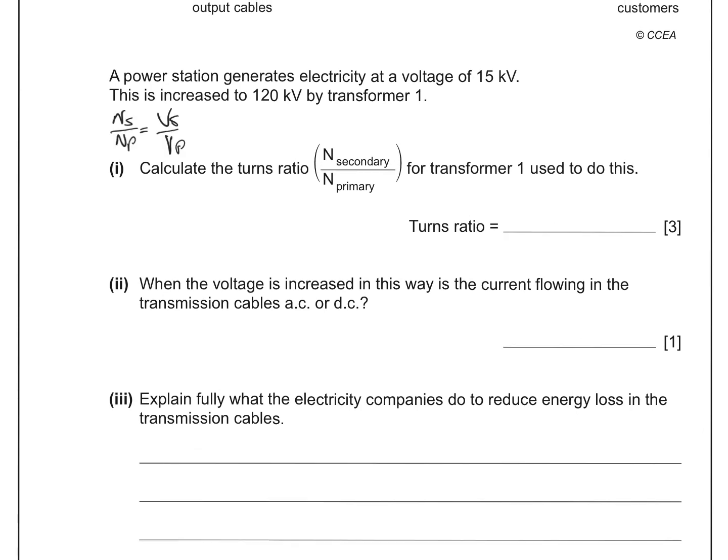So we use our turns ratio equation that the NS over NP value will be the same as the VS over VP value. So if we then put in the VS, V at the secondary is the 120 and V at the primary is the 15. And that gives us a value of 8. And although that's a voltage over a voltage, it's the same value as NS over NP, which is what we're trying to find.